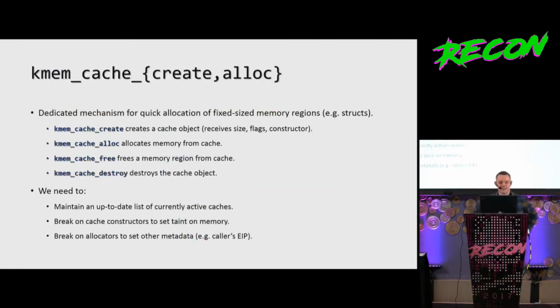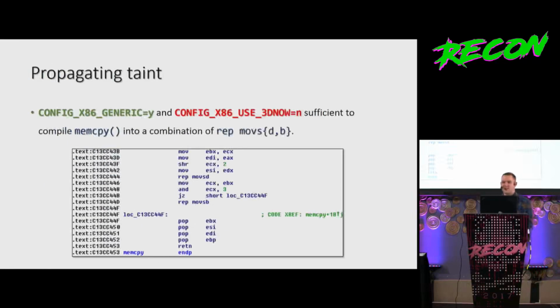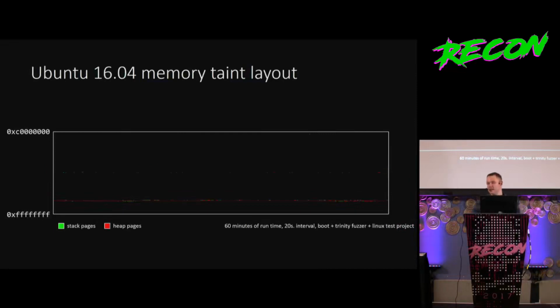Then we have the kmem_cache_create and alloc functions, which is a dedicated mechanism for quick allocation of objects that have a fixed size. So we have to do a lot of additional work to make this work as well. When it comes to propagating taint, it's quite convenient actually, because we can configure a lot of the kernel behavior using just configuration flags. This combination of 2 flags makes all of the memcpy calls compile into the convenient rep movsb and movsd instructions.